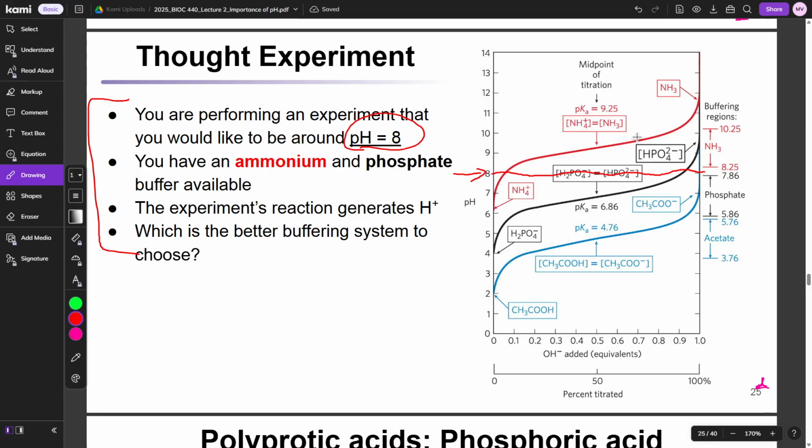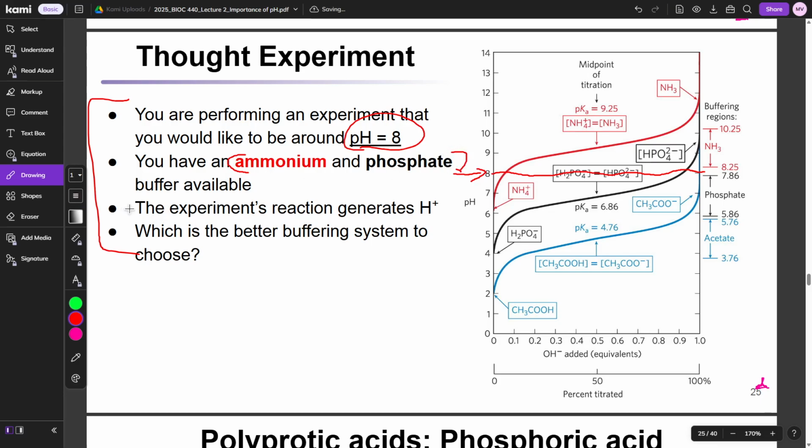Because we're looking for an ion of some sort that can buffer the pH that we're at. We cannot use this one here because it's so far down. It's not even within the range, right? That makes sense so far, right? Okay. And even then, the question does say that you have ammonium phosphate anyways, right?